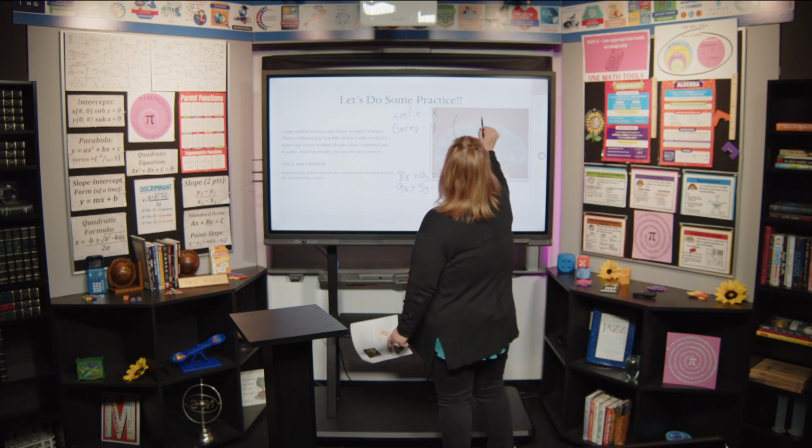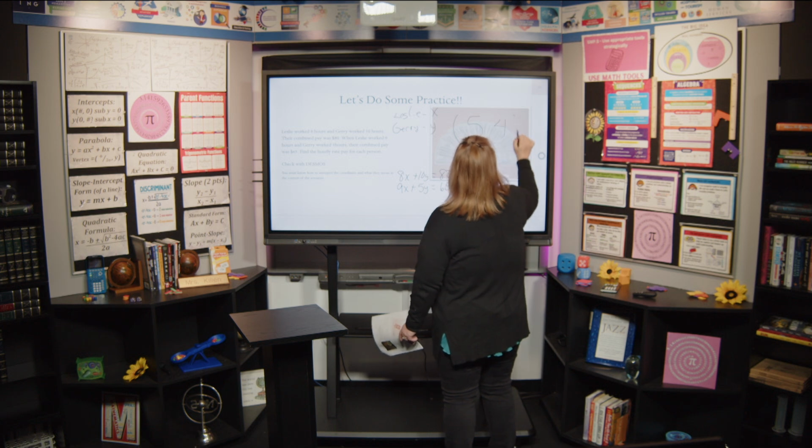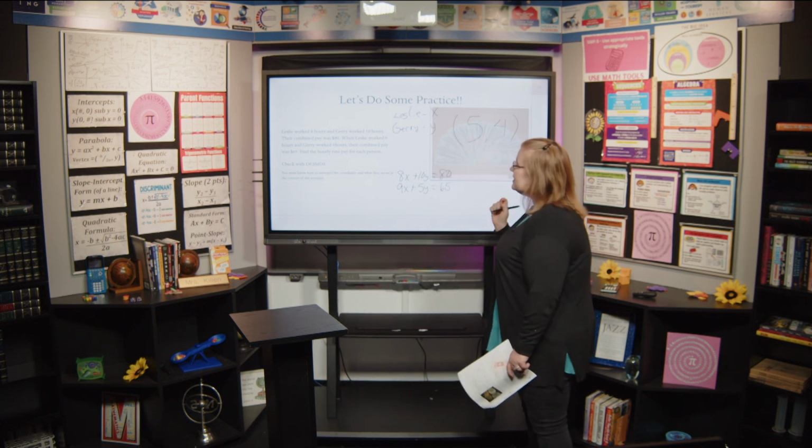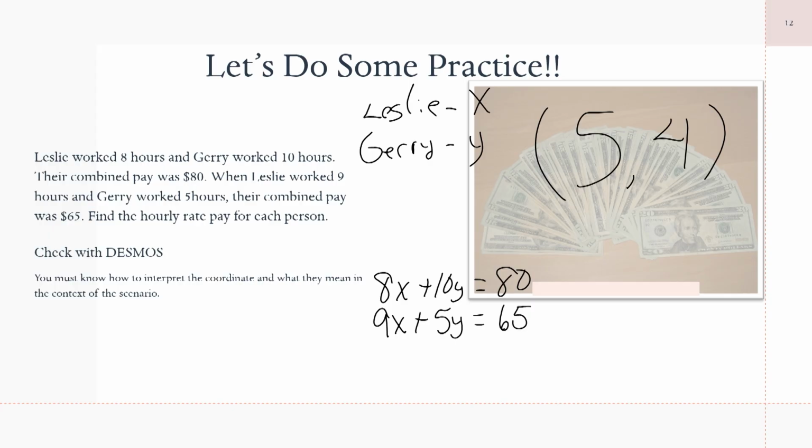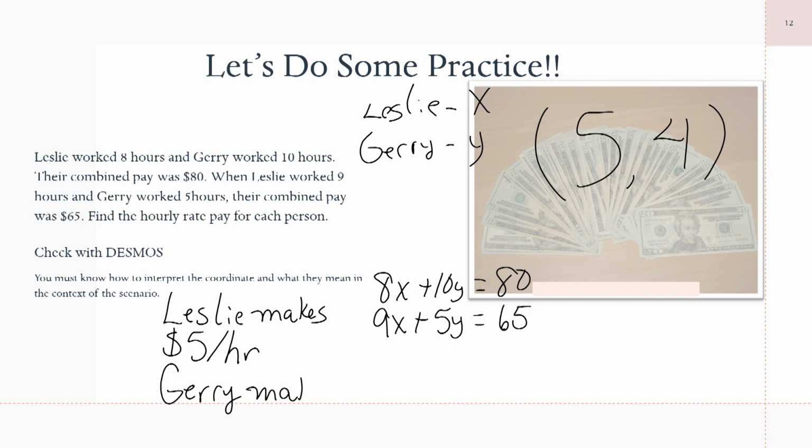So I'm going to put my solution set right here so I can go ahead and see what it is. Now, it says that Leslie was my X value and Gary is my Y value. That means that Leslie makes what? $5 an hour. And that also means that Gary makes what? $4 an hour.